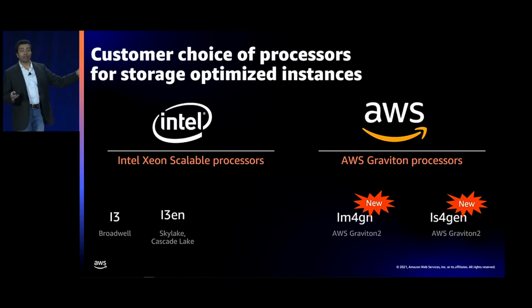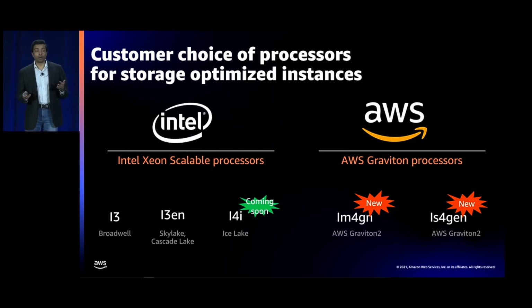So yesterday, we launched 2 new instances, IM4GN and IS4GN, featuring the Graviton CPU and packing in NVMe SSD. Again, the idea is to give you more choices. We also announced i4i, an Intel Ice Lake-based CPU storage instance. So between x86, which is i3, i3EN, i4i, and the new Graviton instances, we want to offer you enough choices such that you can optimize your workload and get the best possible price performance for your workload.